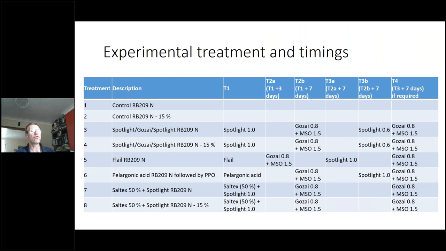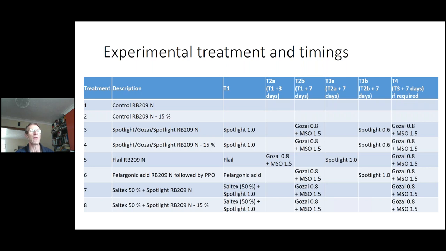So these are the combination treatments, eight. We've got two controls where nothing is applied. And we've got this RB209 and RB209 with 15% less N being applied in the seedbed. We've then got our spotlight gozai combinations.